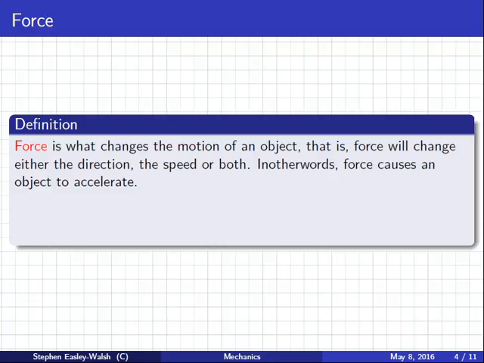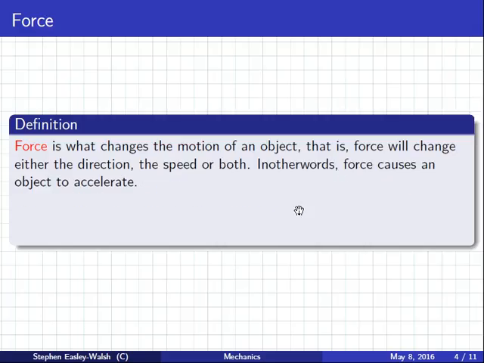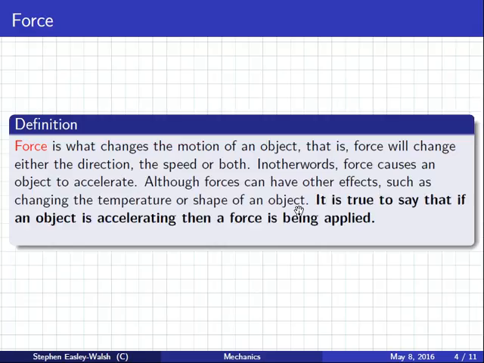Right. Does a force always change the speed or direction? Well, forces can do other things as well. Forces can have other effects, such as changing the temperature or the shape of an object. But you don't need to write that part down. We'll discover later in the course that this is also a type of acceleration, but that's for later.